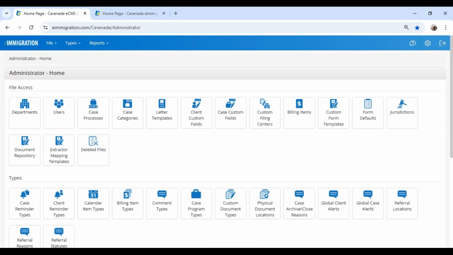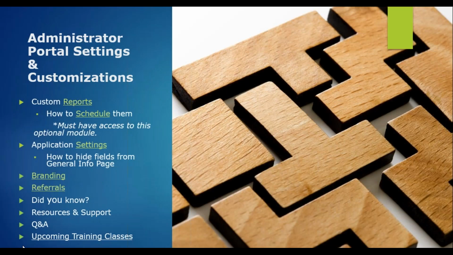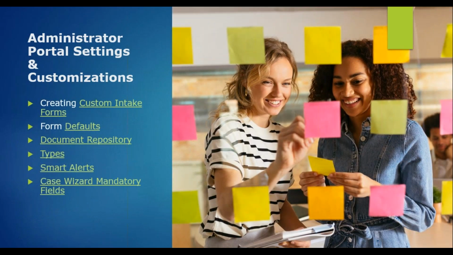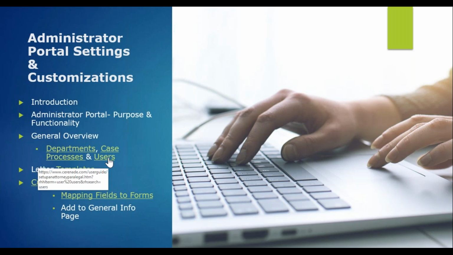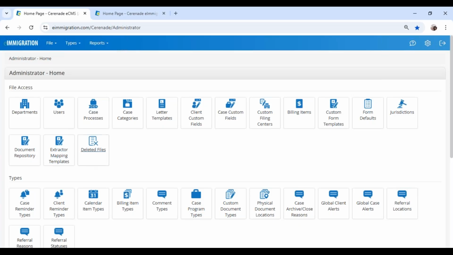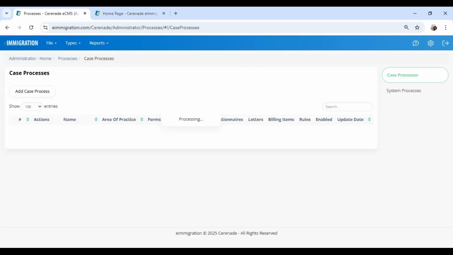But again, at the same time, I'm going to take more time explaining each item. And if we don't have the time, like I said, download my PowerPoint because I put all the links that I'm talking about. If you guys notice, if you download the PowerPoint, you can click on departments or case processes, users, and it's going to show you a video or a step-by-step instruction article. Okay. All right. So now case processes.